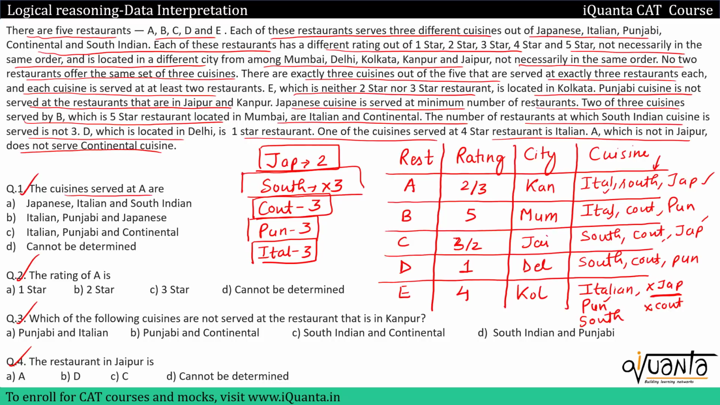First one is the cuisine served at AR. So they are Italian, South Indian, Japanese. Option A will be the correct answer. Second one is the rating of A is, so it could be either 2 or 3. We cannot determine it. Option D will be the correct answer.